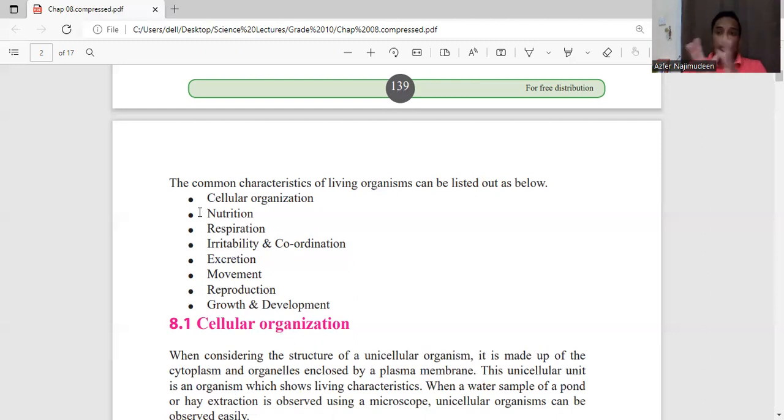So this is a good example: if any organism has at least one of these features, we can categorize it as a living organism. That is the difference between living and non-living organisms. Hope everything is clear. I'll explain part 2 in the next video.